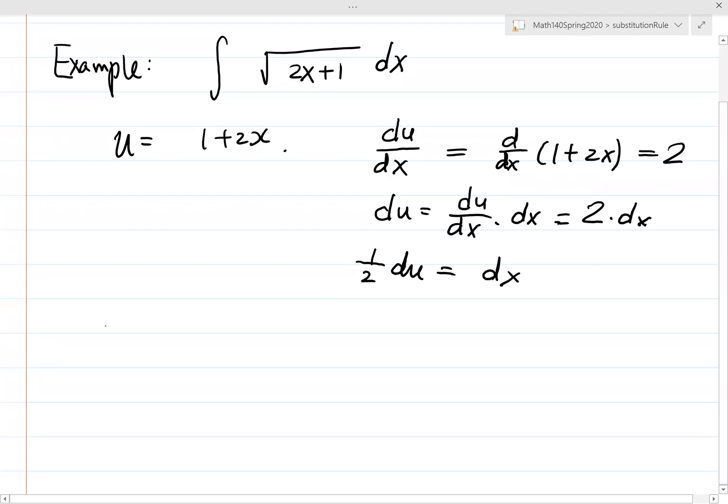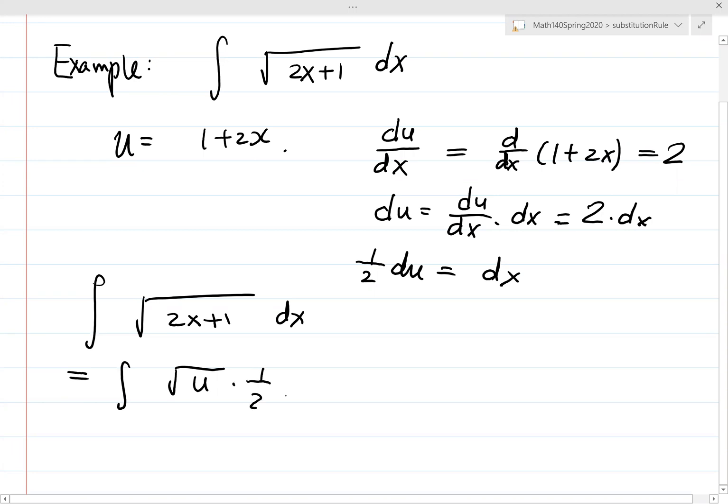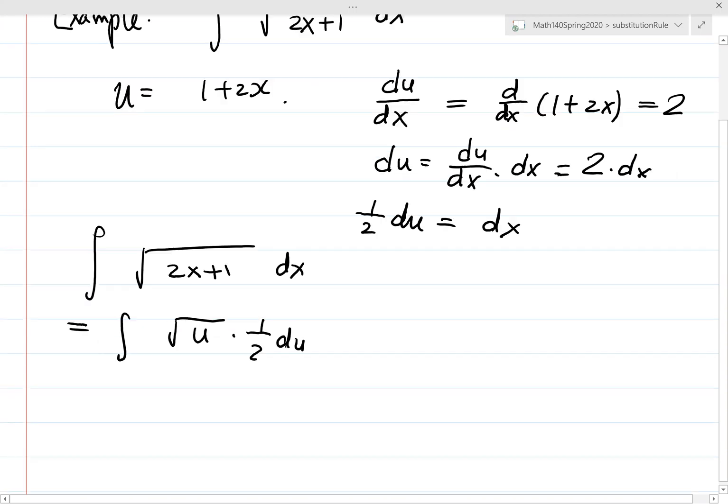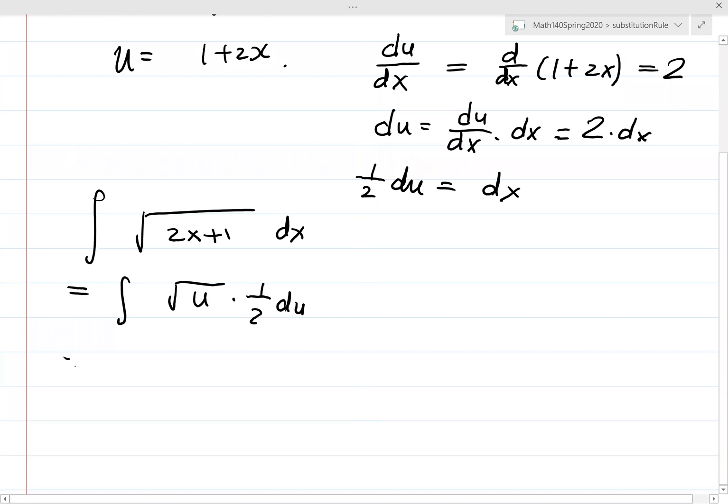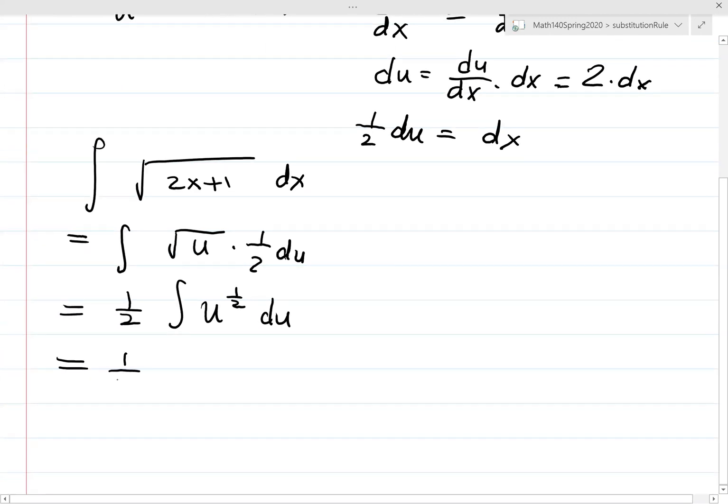Okay, so you get this dx. The square root you replace by square root of u. Now dx is 1/2 of du. Then you factor out the 1/2 coefficient. Now square root of u is u to the 1/2 power. Then this will be 1/2 times u to the power. Okay, increase the power by 1. 1/2 increased by 1, so we get 3/2.